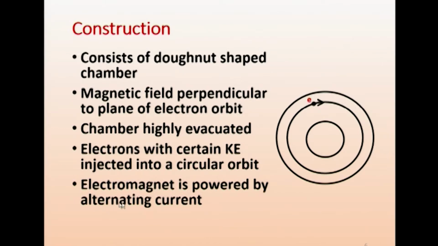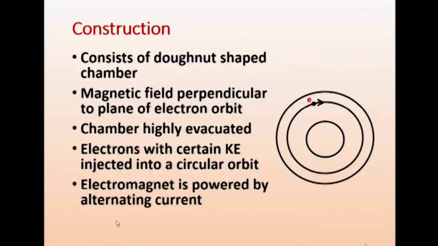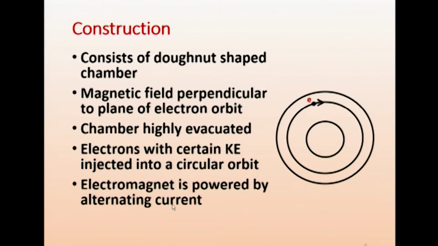The electromagnet is powered by alternating current. So here it is not a fixed magnetic field. Again, you just make a comparative study. In the cyclotron it was a fixed magnetic field. Here it is not fixed, because the cyclotron had a limitation like the relativistic correction. Here we are not fixing the magnetic field, we are fixing the orbit. The magnetic field is varying. Because it has to change, it is not a steady magnetic field, it is an alternating magnetic field. So the electromagnet is powered by alternating current.